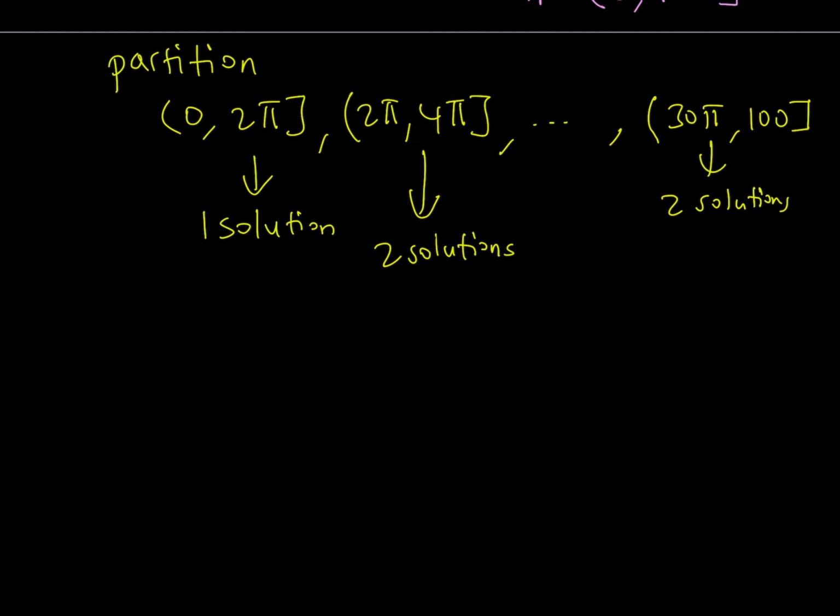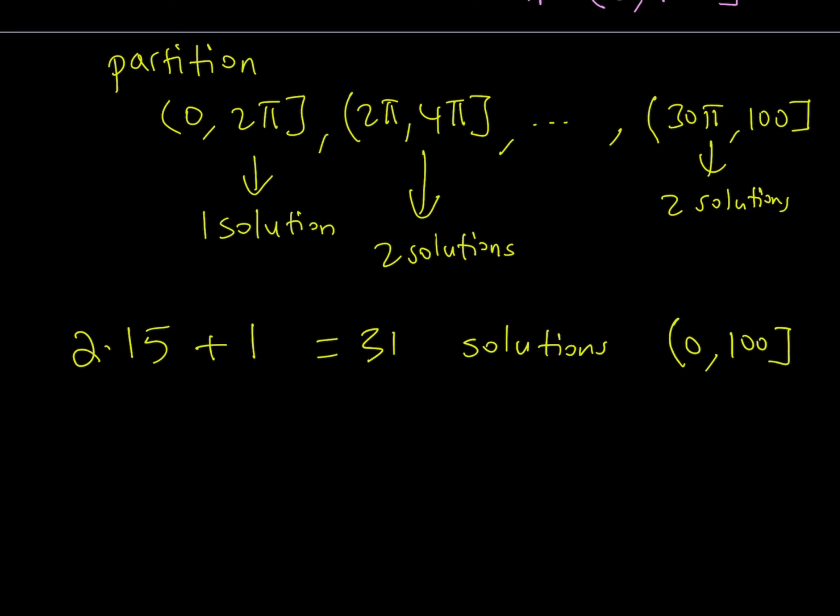Okay? So what is that supposed to mean? Well, this means that we get this many solutions. So 2 through 30, we're going to count the even numbers. That gives us 15 intervals. Each interval has two solutions, so we get 15 times 2. And then if you include the 0 to 2 pi interval, that's the number of solutions we're getting. So we get 31 solutions on 0 to 100, where 0 is not included.